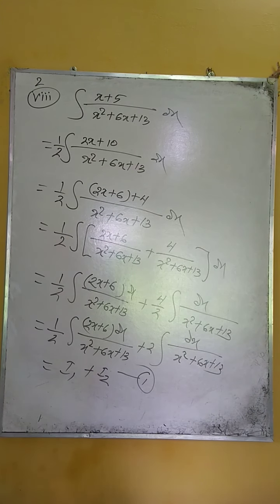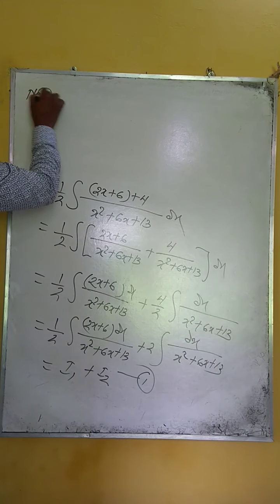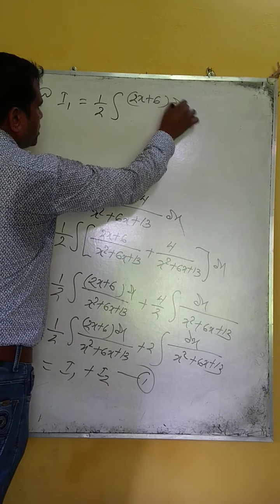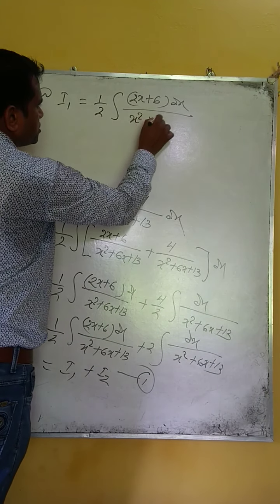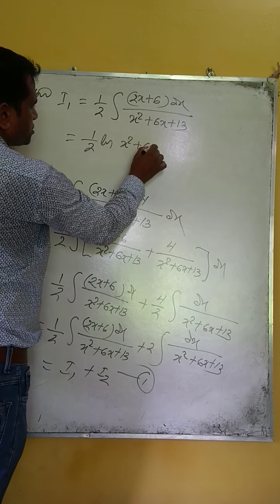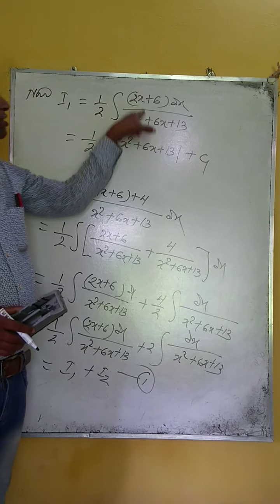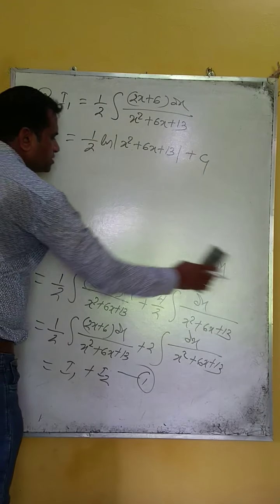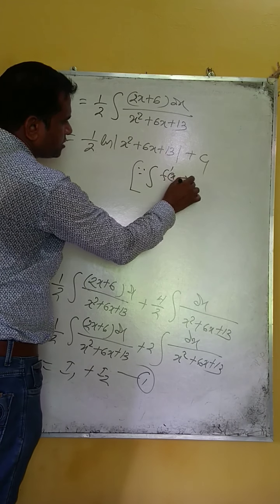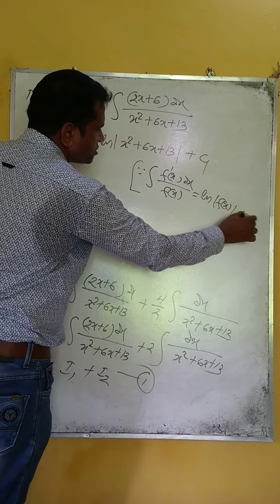Now I1 is equal to 1 by 2 integral (2x plus 6) dx divided by x square plus 6x plus 13, that equals 1 by 2 ln mod x square plus 6x plus 13 plus c1, because the derivative of the denominator is 2x plus 6. Here we use the formula integral f dash x dx divided by f of x is equal to ln mod f of x plus c.